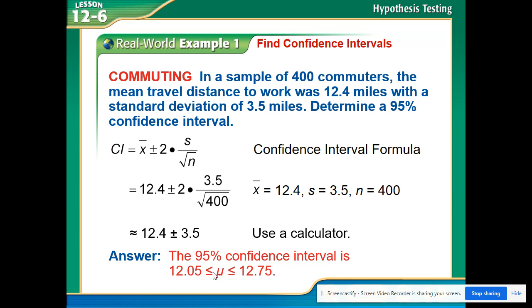And that's the value that we want our mu to be in, our population value. So it's going to be somewhere in there. We're 95% sure that it's somewhere in that value. So that's how we do a confidence interval. Now let's do that with some actual problems.